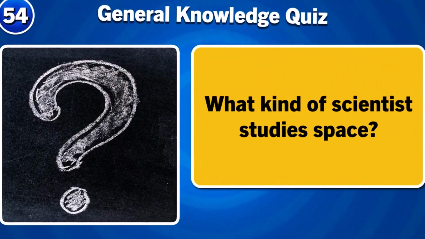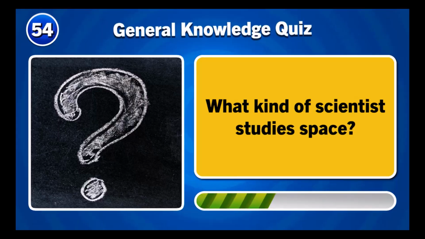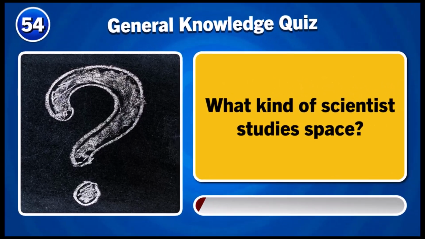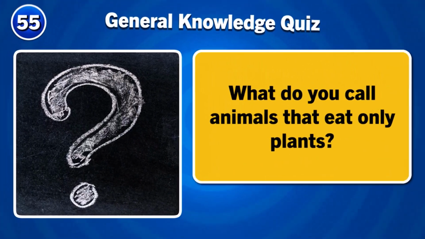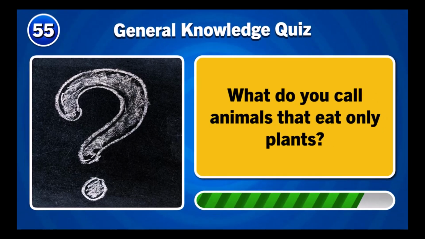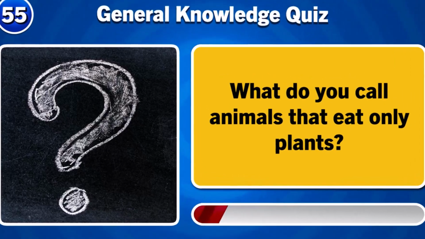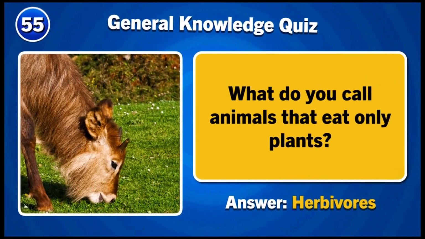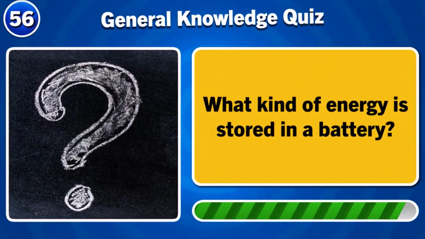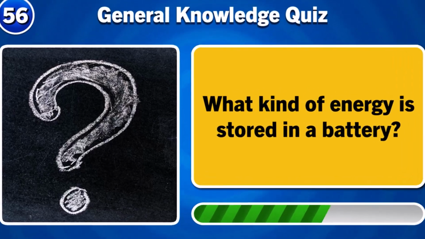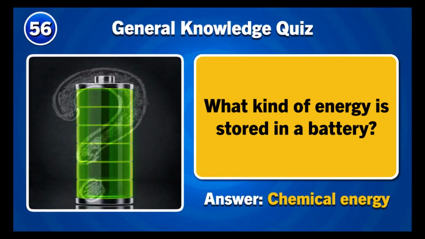What kind of scientist studies space? Astronomer. What do you call animals that eat only plants? Herbivores. What kind of energy is stored in a battery? Chemical energy.